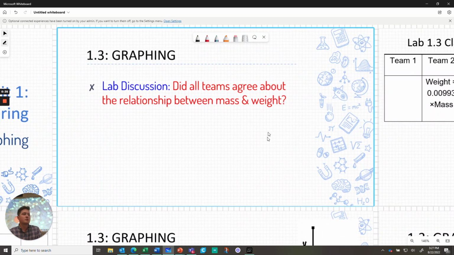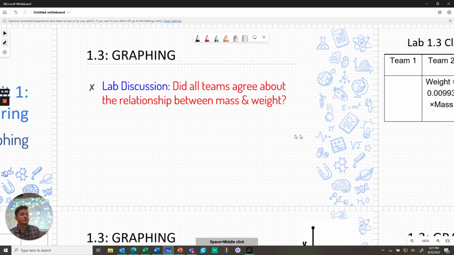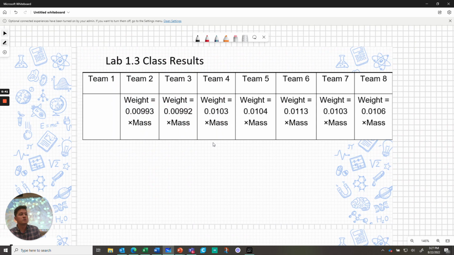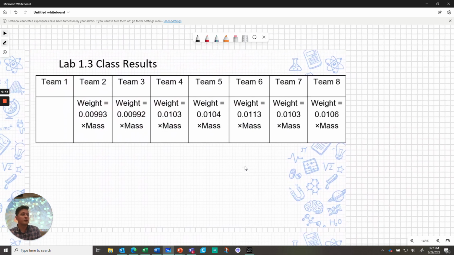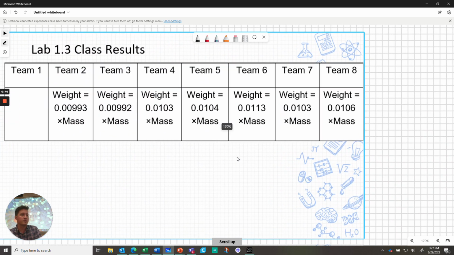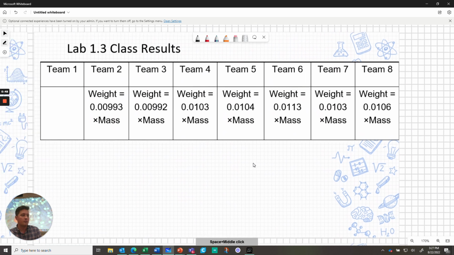What we want to talk about first is, do all the teams agree about mass and weight, the relationship between them? If we look at some data, I think this is actually data from last year, we can see that just like your groups, everybody was pretty much around the same number, but nobody agrees completely, except for these two groups. And there is a reason for that.